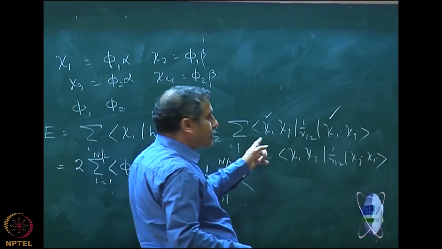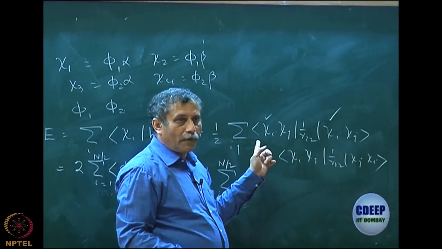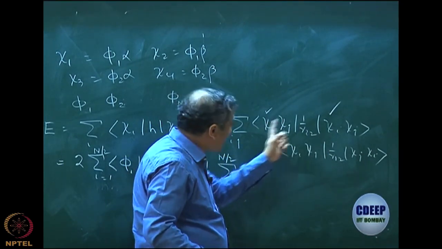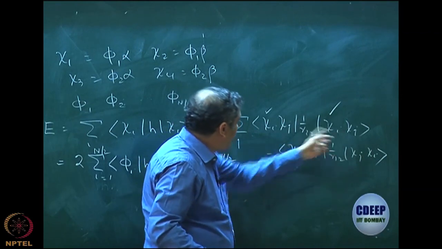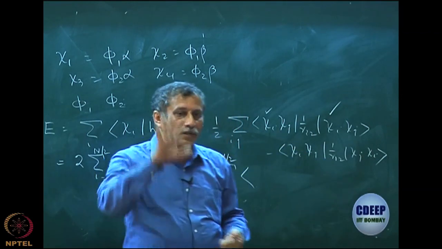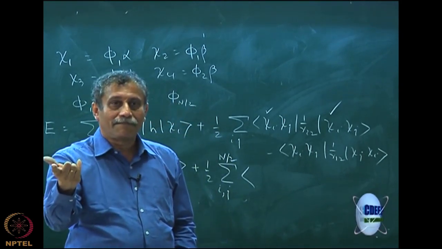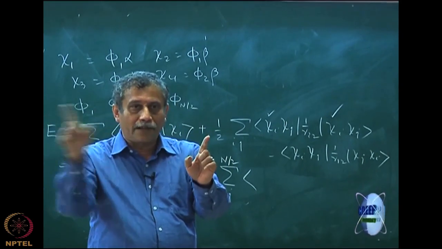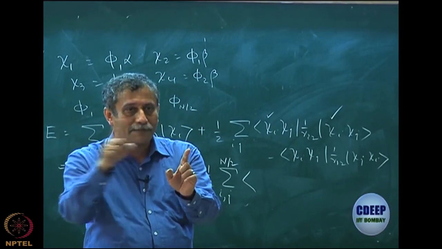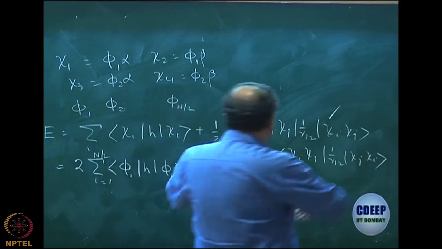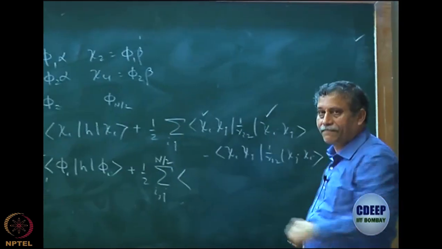how many combinations will survive? 4. This can be alpha independently, this can be beta. This can be alpha, this can be beta. So 4 combinations will survive. Each of them can be alpha and beta independently. So alpha alpha, alpha beta, beta alpha, beta beta. Is it clear? All will survive because the integrations are taking place like this.